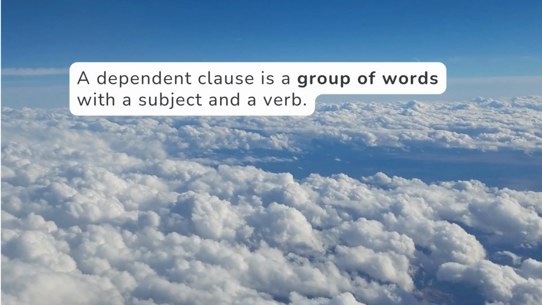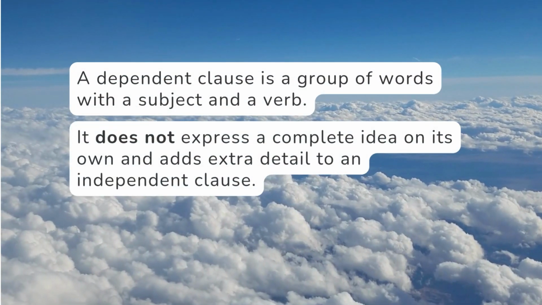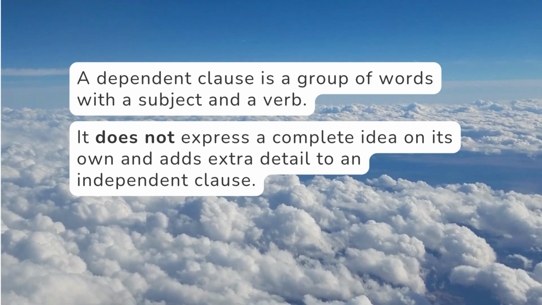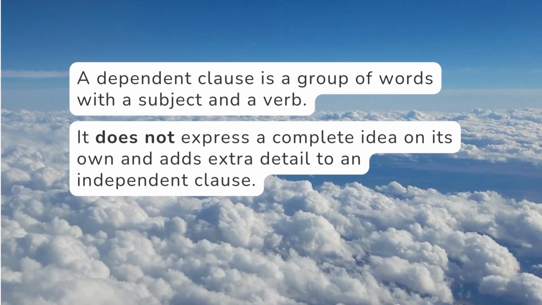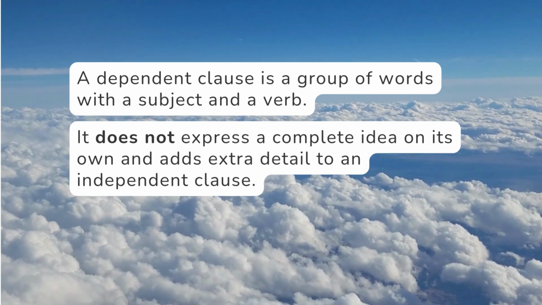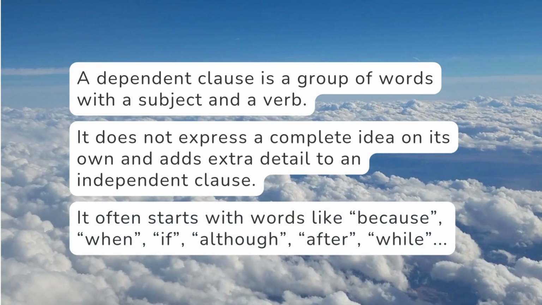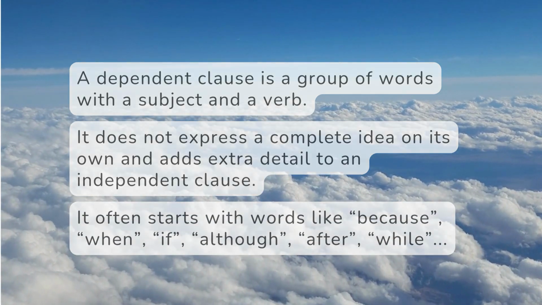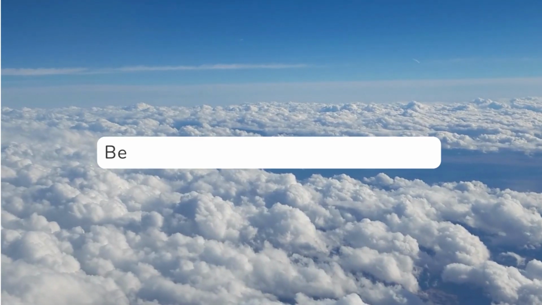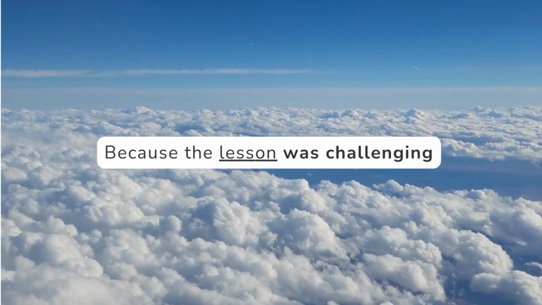A dependent clause is a group of words with a subject and a verb. It does not express a complete idea on its own, but it adds extra detail to an independent clause. So a dependent clause is not a full sentence. It needs the independent clause to be a sentence. These often start with words like because, when, if, although. For example, because the lesson was challenging. This is not a full sentence.